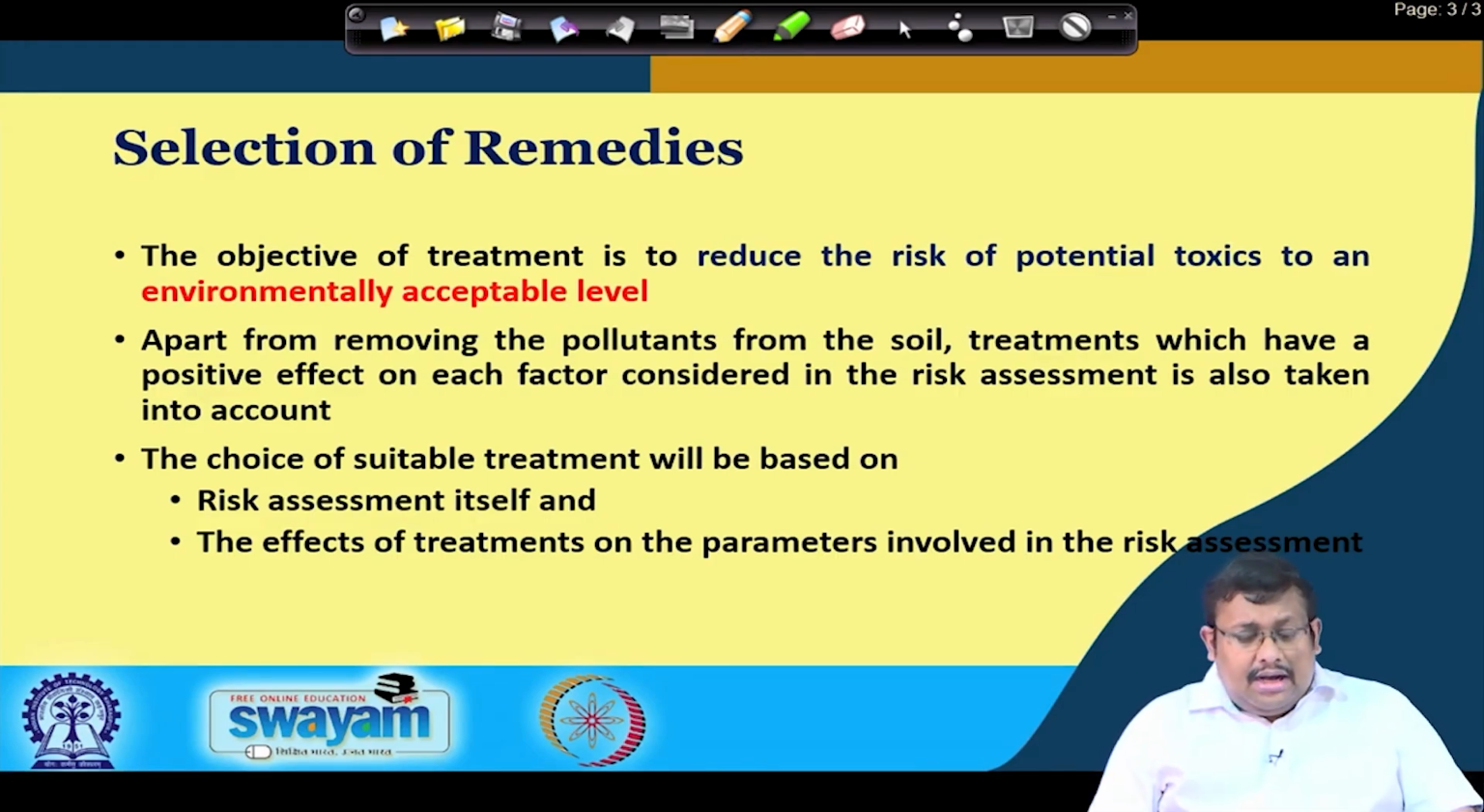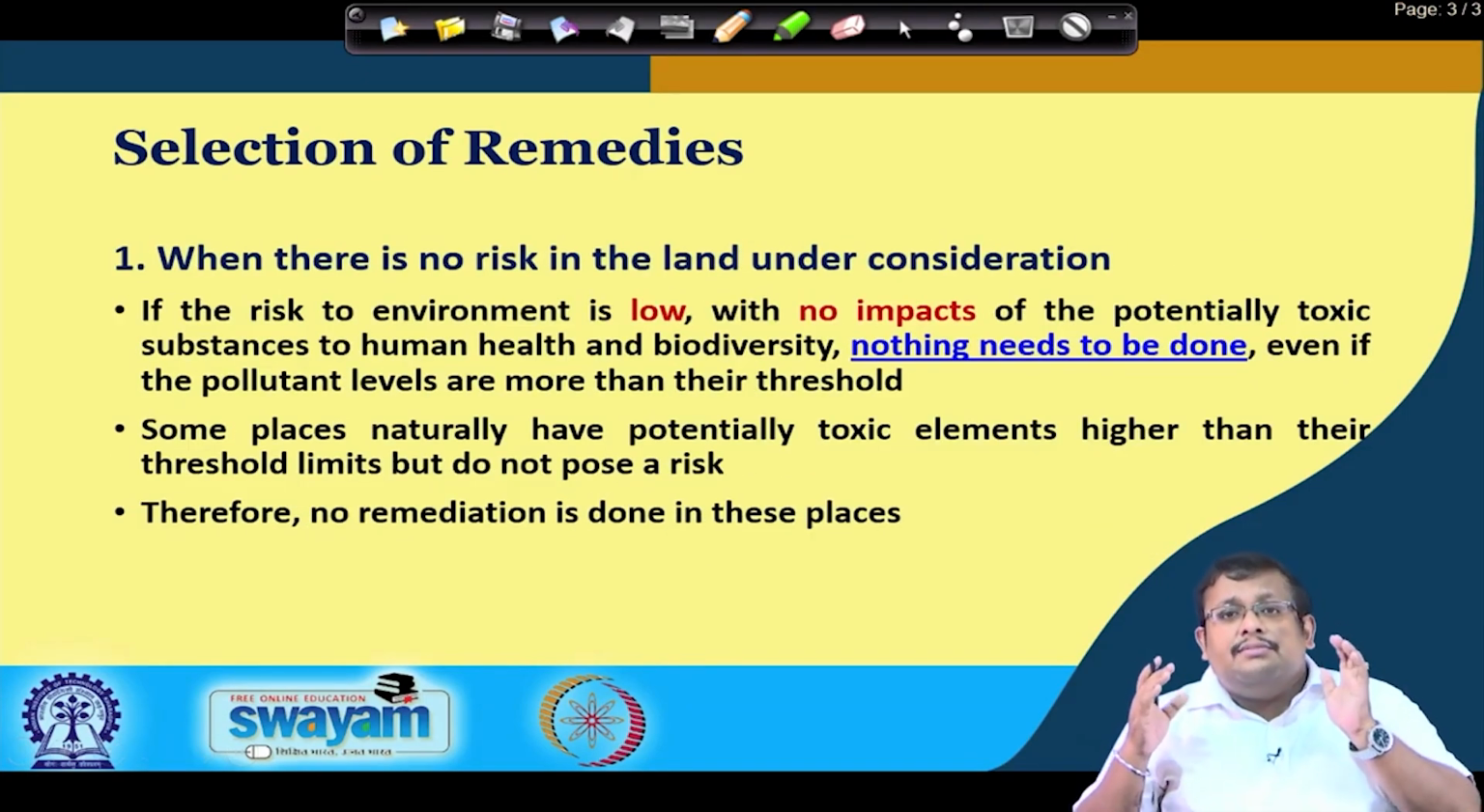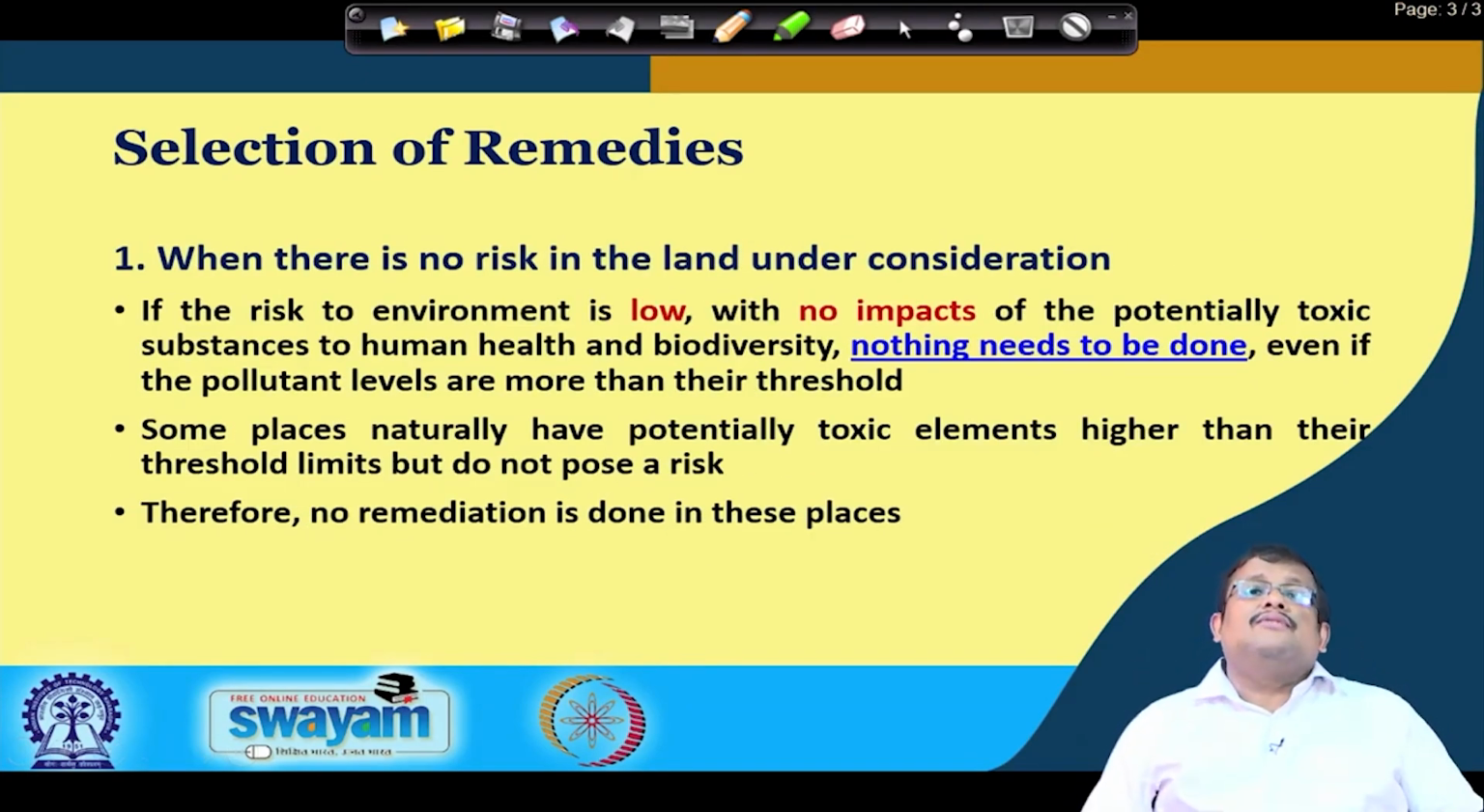So, first of all, when there is a condition where there is no risk in the land under consideration, what will be our remedial tactics? If the risk to the environment is low, with no impacts of the potentially toxic substances on human health and biodiversity, we do not have to do anything. So, nothing needs to be done even if the pollutant levels are more than their threshold.